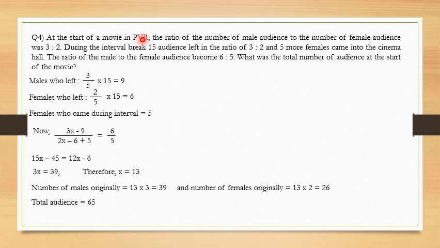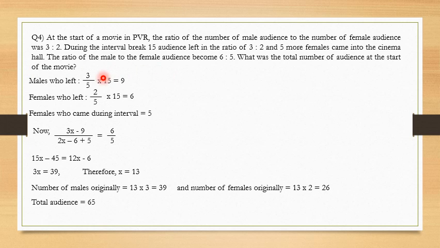In the start of a movie, the ratio of the number of male audience to the number of female audience was 3 is to 2. That is, अगर तीन मेल मेंबर्स थे तो टू फीमेल मेंबर्स थी. बट इंटरवल ब्रेक के समय 15 ऑडियंस लेफ्ट इन द रेशियो 3 is to 2. सो वॉट एवर से टोटल 100 लोग थे मान लीजिए, तो उसमें से अगर 15 लोग गए तो 15 में से 3x मेल्स गए एंड 2x फीमेल्स गए, और 5 मोर फीमेल्स उस सिनेमा हॉल के अंदर आए.